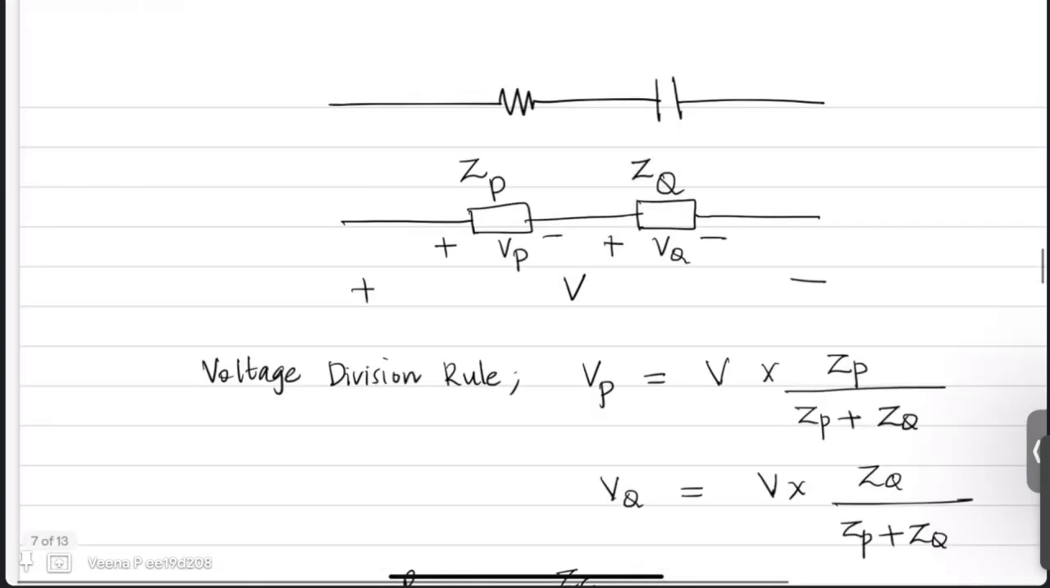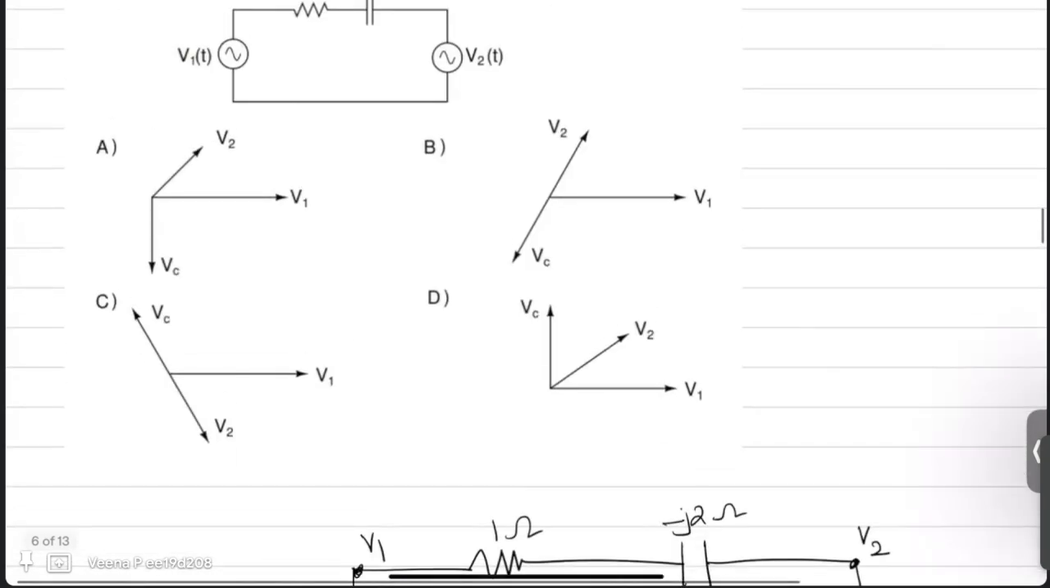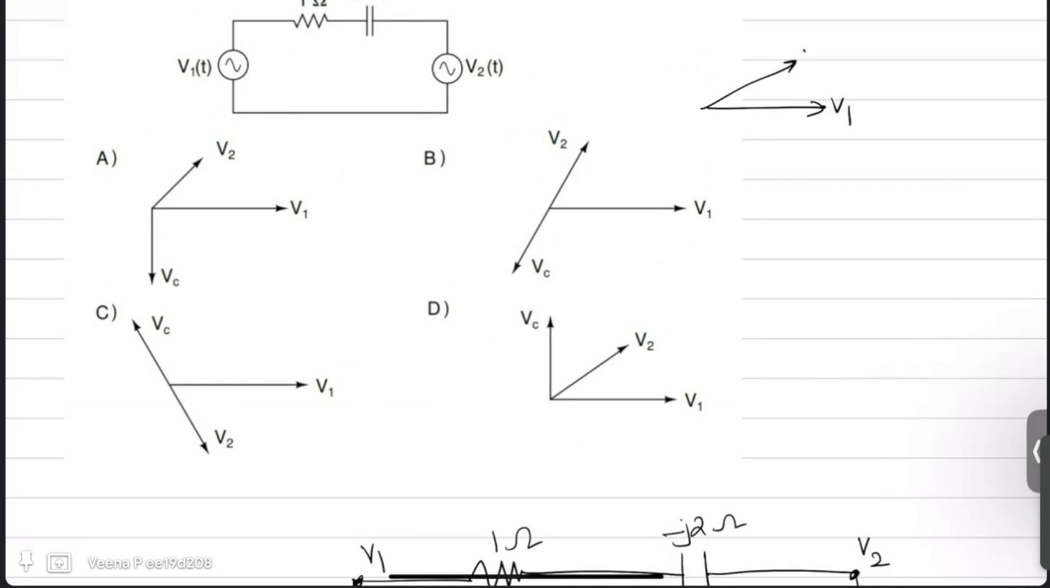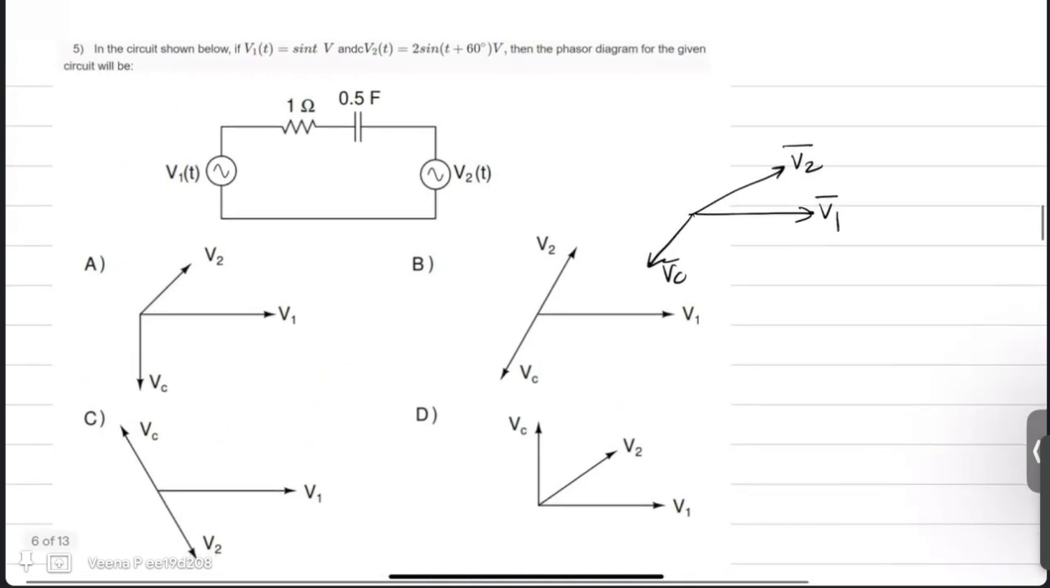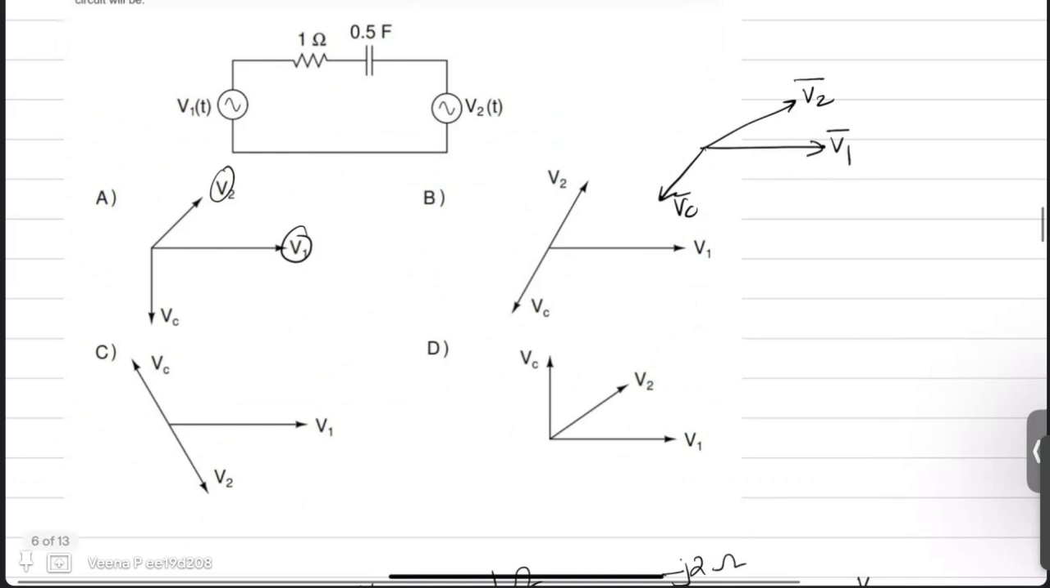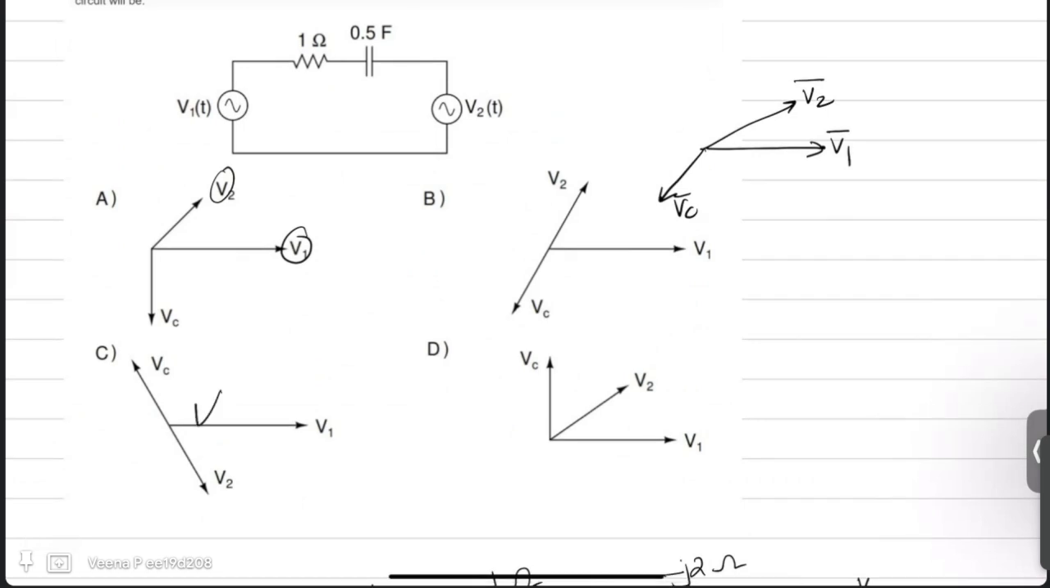Now in the options given, what we got is V1, V2, VC. Anyway it is not option C because V2 is lagging V1. So it's either A, B or D, but VC is also lagging V1. So the option B is correct, but there is a small mistake in B. It is 180 degree apart, but in real case it is not 180 degree. It is bit more than 180 degree. So the options are actually wrong.